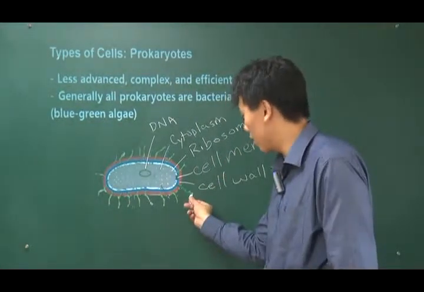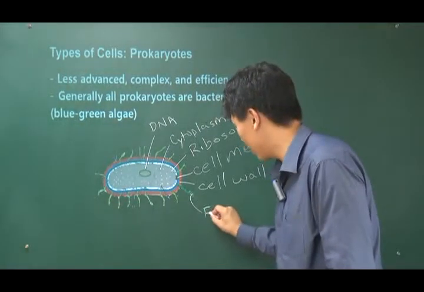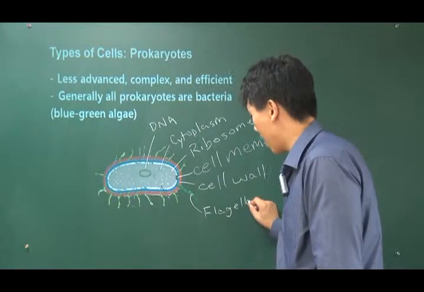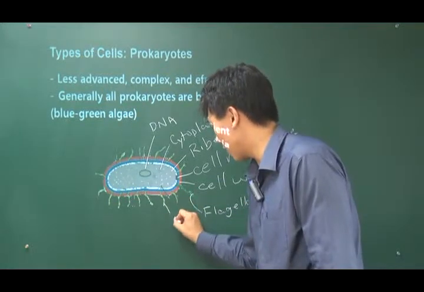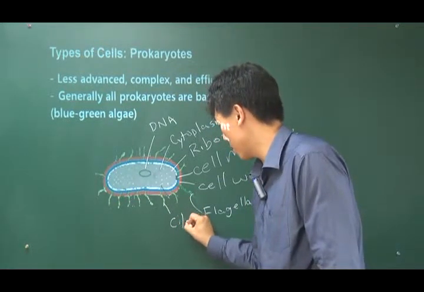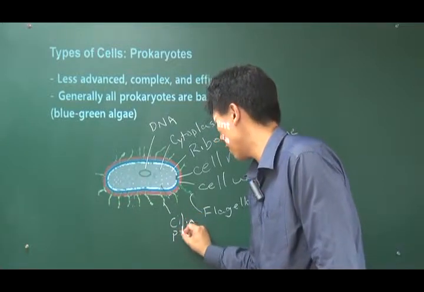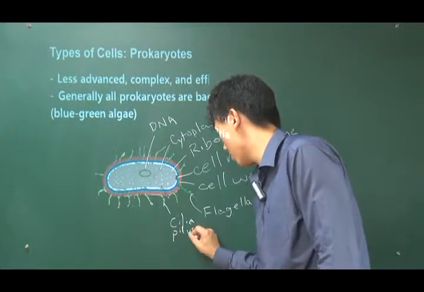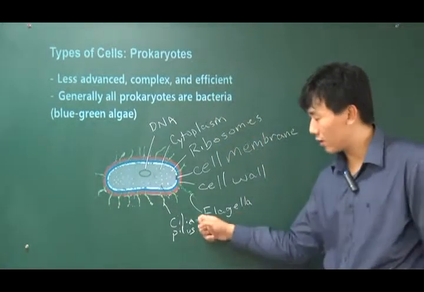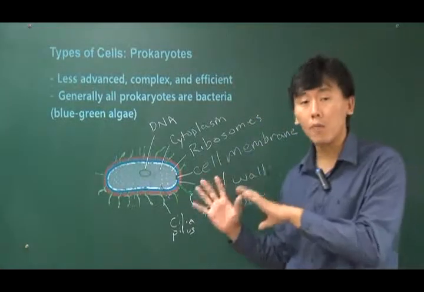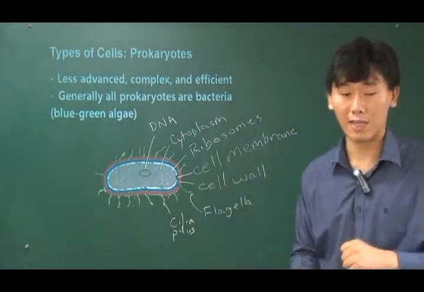And then down here we have flagella. And these little strands here are called cilia, or pilus. Okay? Both the flagella, cilia, and pilus, they're all going to perform the same roles. They're all going to help move the cell around to where it needs to get.